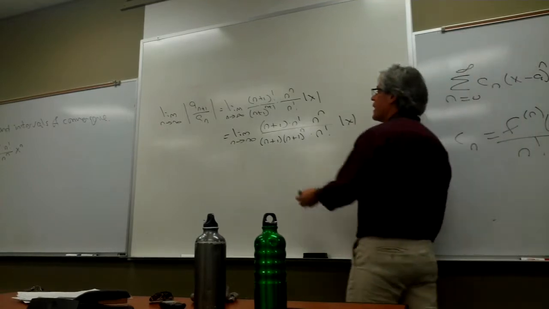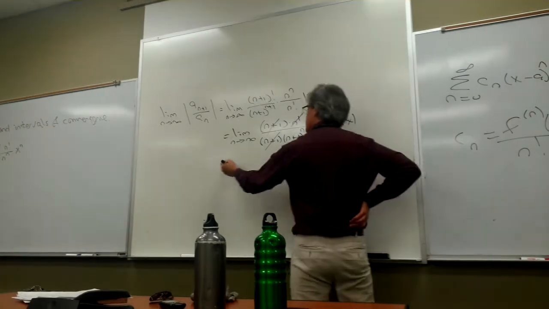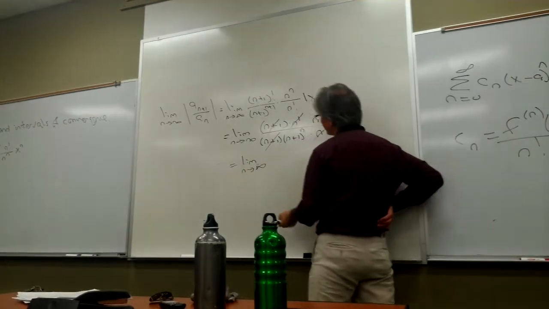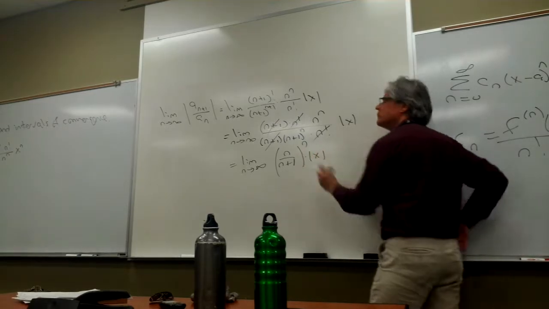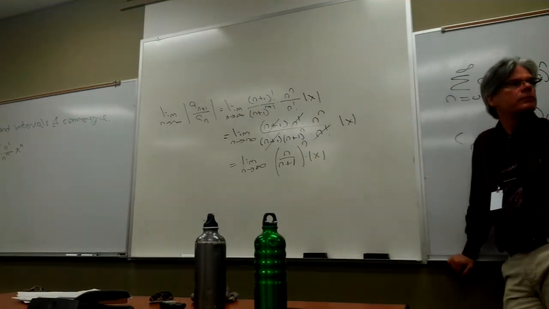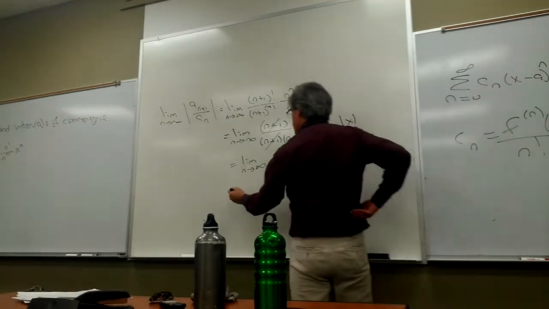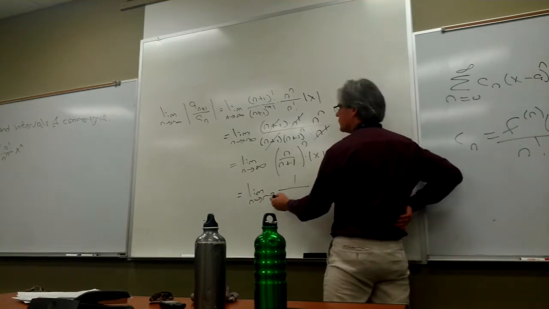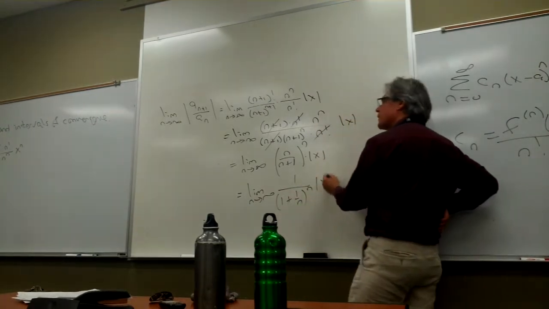It's just that I get a heck of a lot of cancellation. And I think that leaves you with a limit of something raised to the n, which is this. I think that leaves you with this. You guys, am I algebra okay? Am I skipping too much?